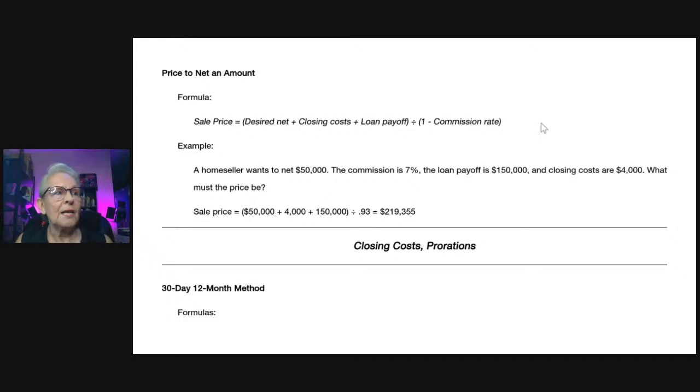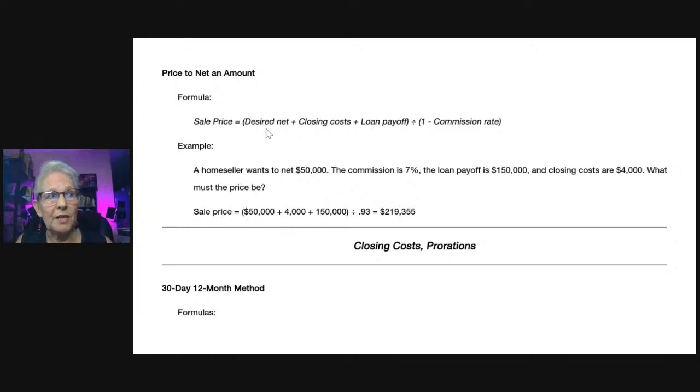Okay. So an example: a home seller wants to net $50,000. The commission is 7%. The loan payoff is $150,000 and closing costs are $4,000. What must the price be? So here we don't know the price. We're calculating the sales price, the price to list it for. So the sales price equals this formula.